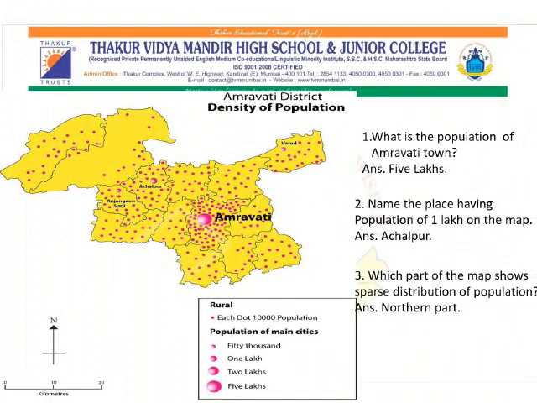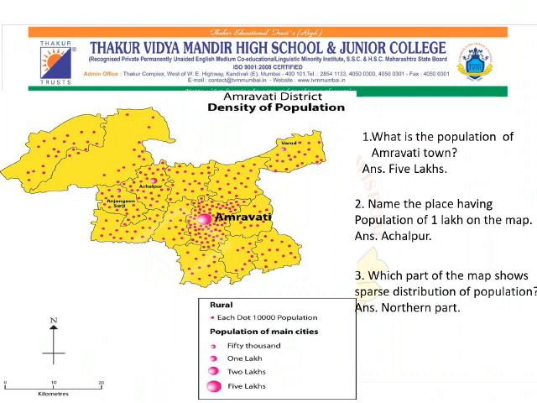Let us make friends with maps. In this figure, the population distribution of Amravati district is given. Now, answer the questions given by reading the dot map. The method utilized in preparing the map is the dot method. The population here is shown: the urban population is shown by circles, whereas the rural population is shown by dots. Based on the index, we are going to answer the questions.